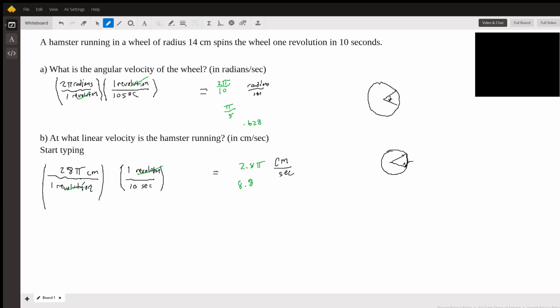So every second, the angle, this is the starting point for the hamster, this is the ending point for the hamster, every second that angle increases by pi over 5 radians. And every second, if the hamster is running from here to here along the circumference of the wheel, he will have traveled 8.8 centimeters.